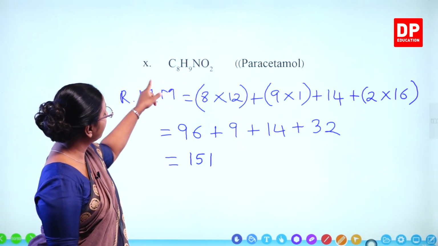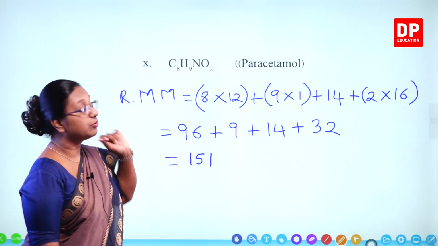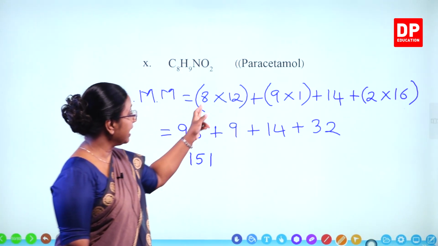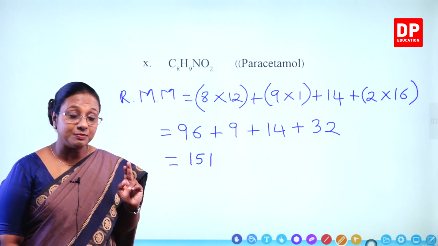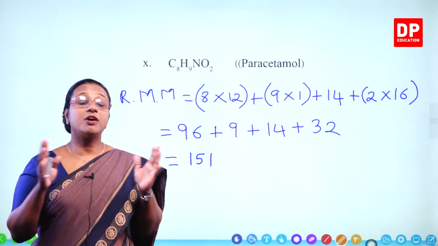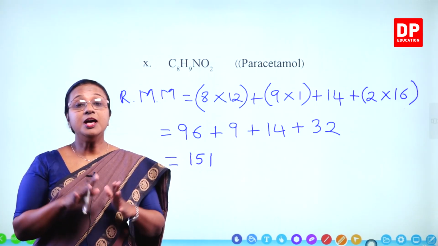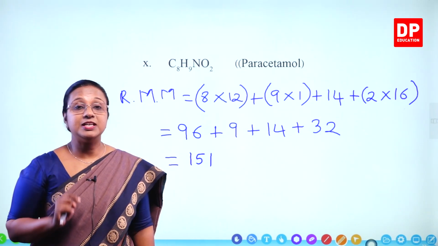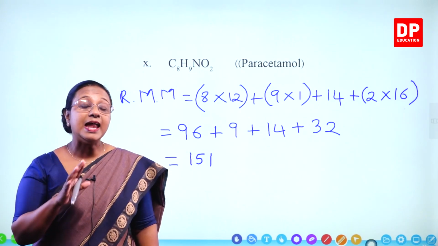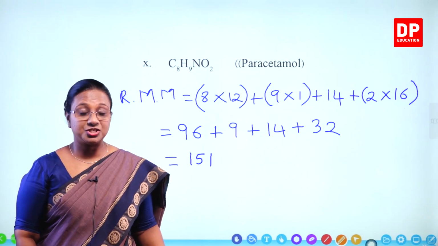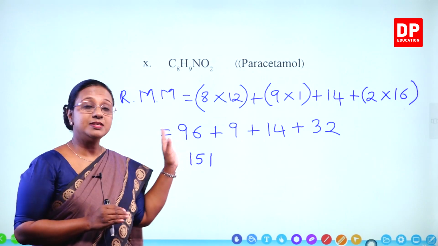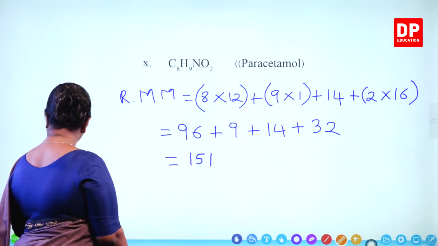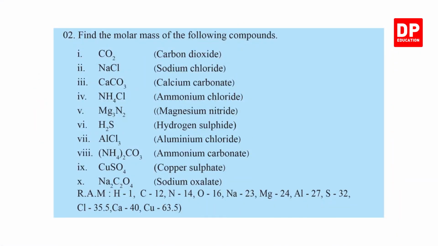The only thing you have to really look at is, if you are given the formula like this, directly you know the number of atoms of each element. So write that, multiply by the relative atomic mass. Otherwise, if you are given the complete formula, you have to count and check how many atoms of each element are present. And then you do the calculation. That's the simple difference when you do the calculation. So with that, I will move on to the next question.